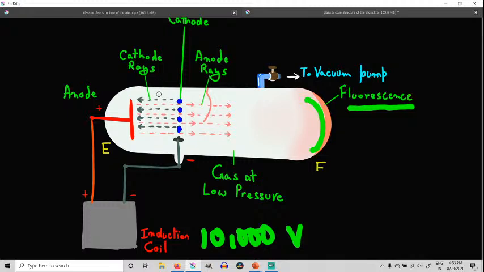This proves that they are carrying positively charged particles, and later on these particles were known as protons. Understood or not understood? Okay. Now one more thing I would like to highlight.